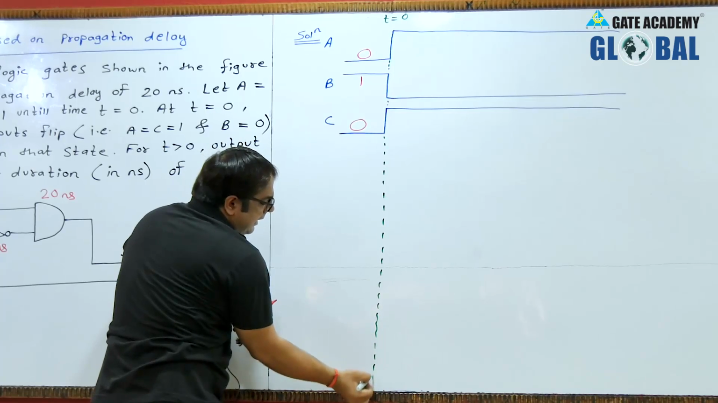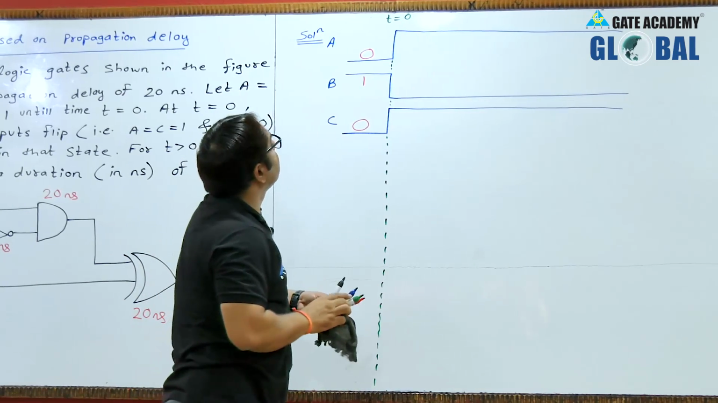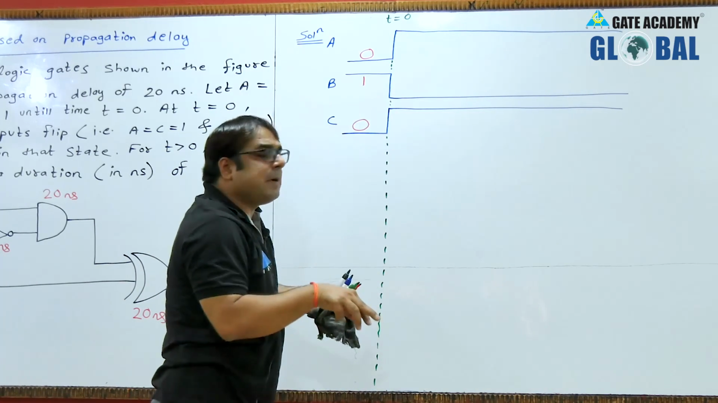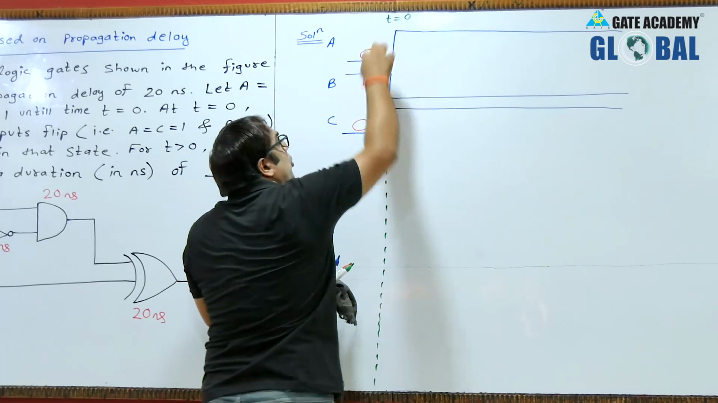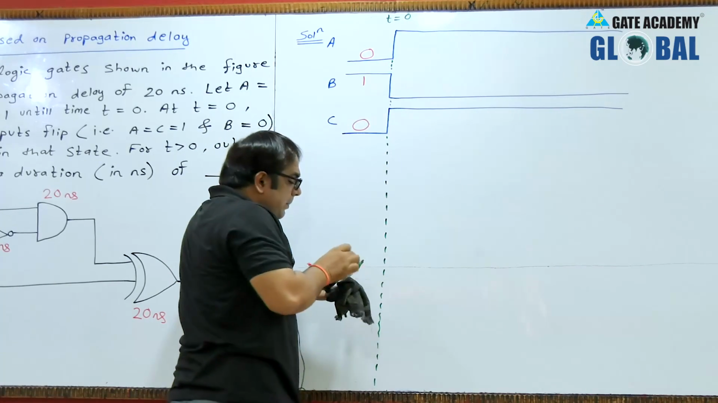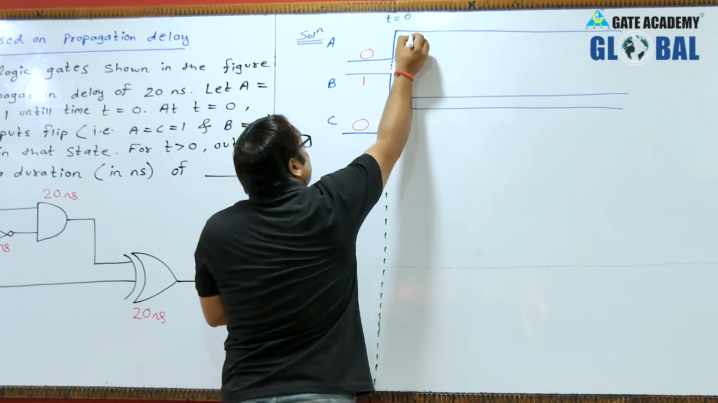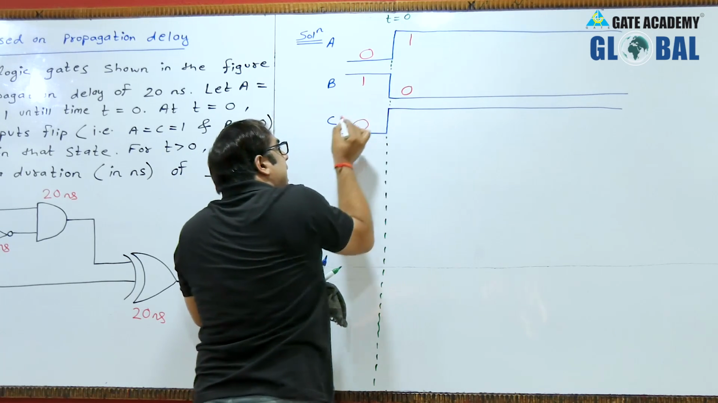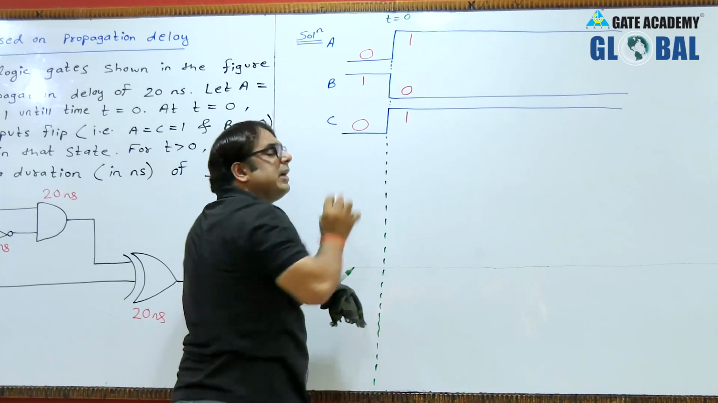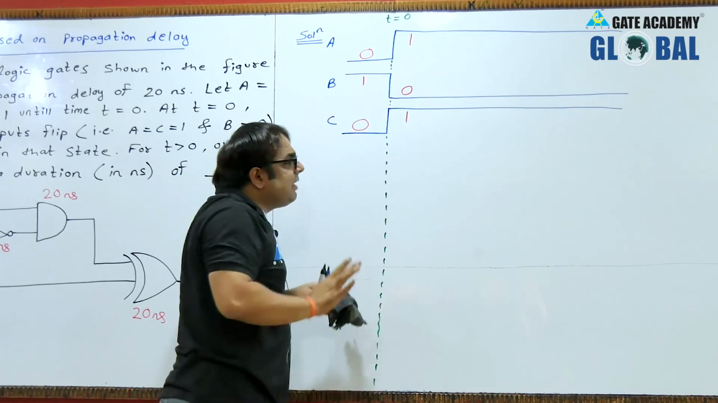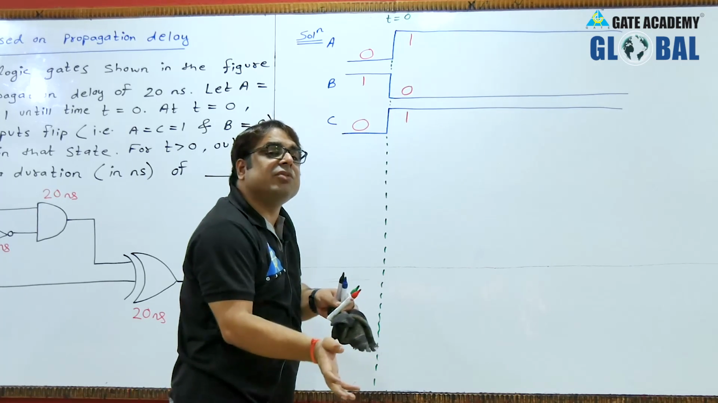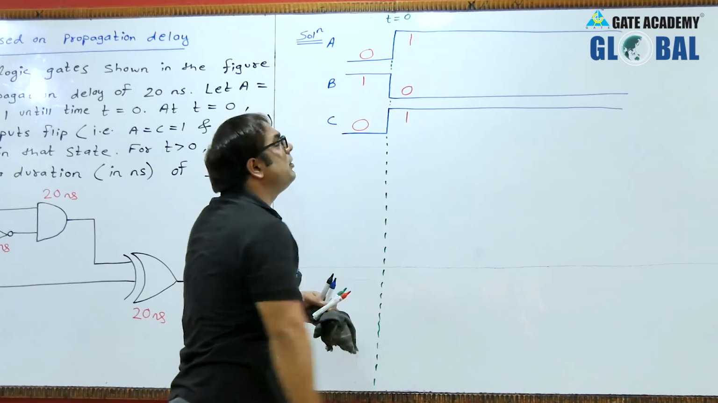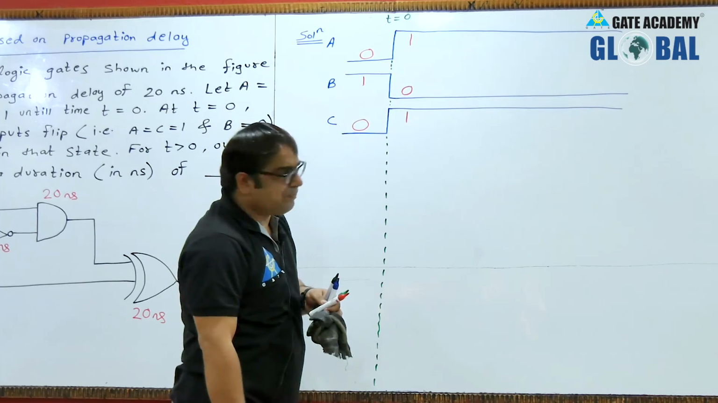I have marked the time t is equal to 0. Okay, what happened at t is equal to 0? All the inputs flipped. Means A becomes 1, B becomes 0, and C becomes 1. This is given in the question. I have just converted the statement into the format of waveform.